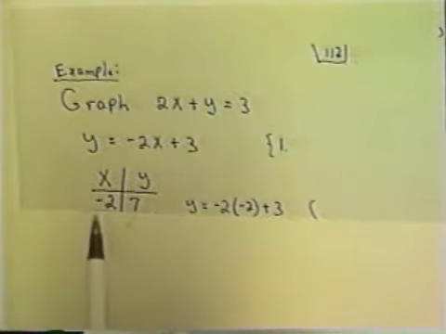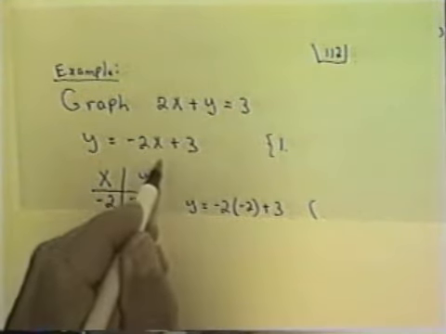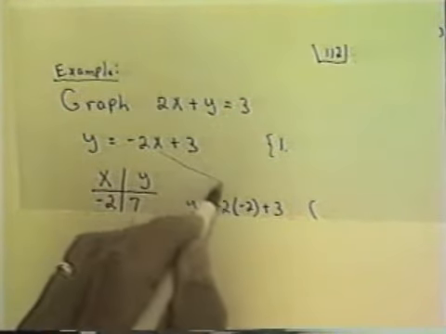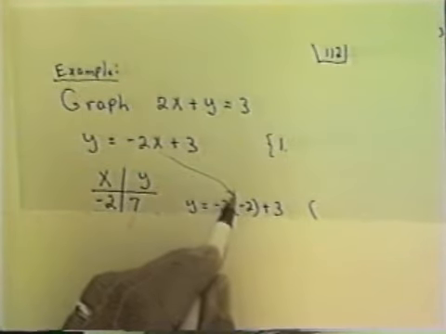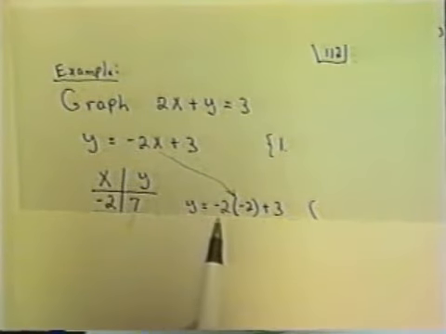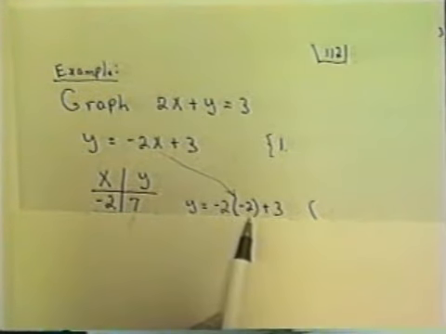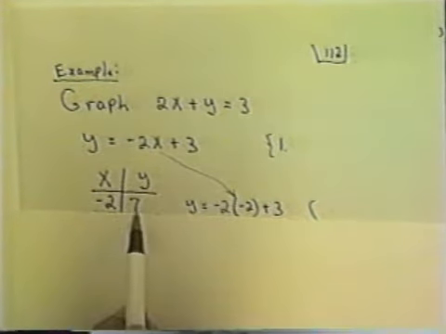Well, as our first choice of x, let's use negative 2. Now, if x is negative 2, that means I replace x by negative 2 in the equation. So in place of x, I'm putting negative 2. Now, a negative 2 times negative 2 will be a positive 4. A positive 4 plus 3 is 7.